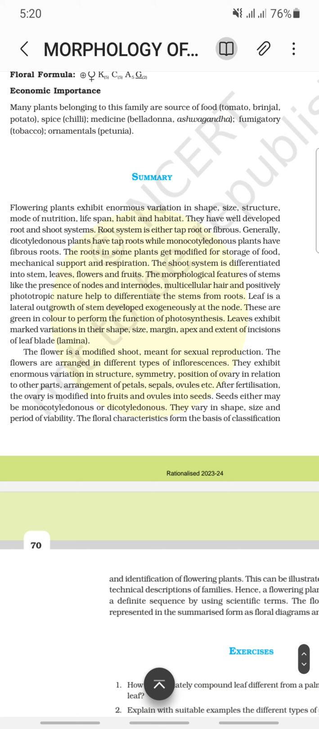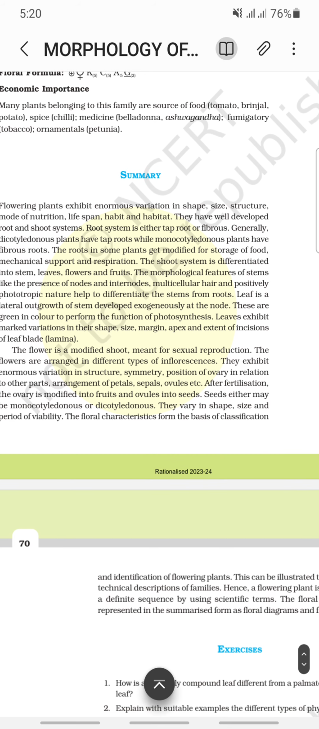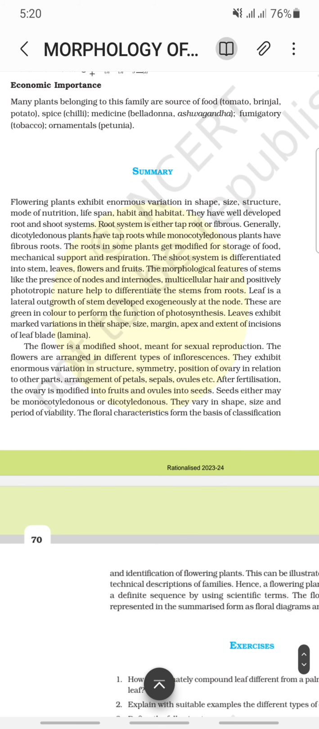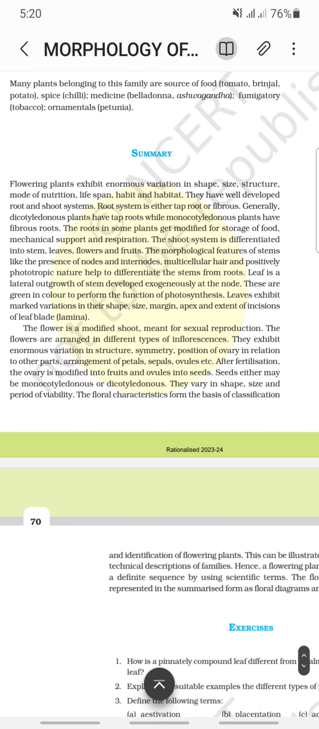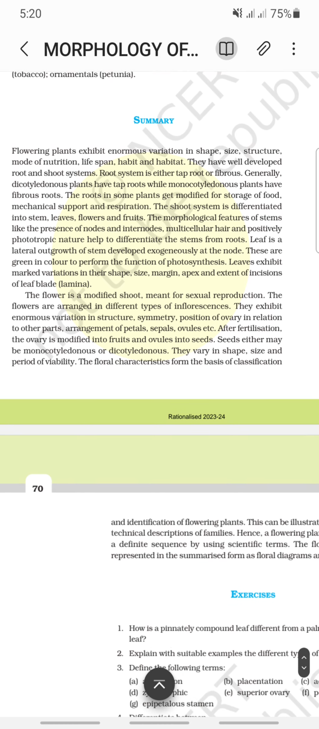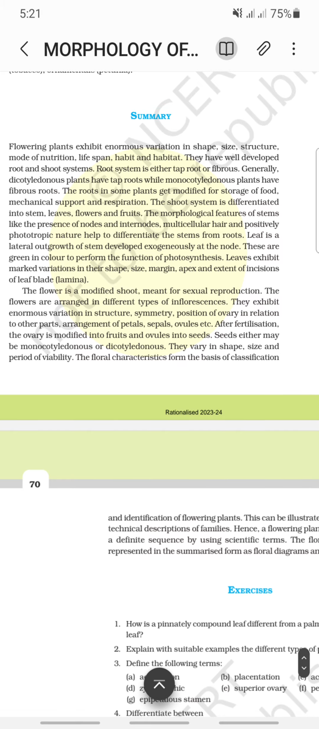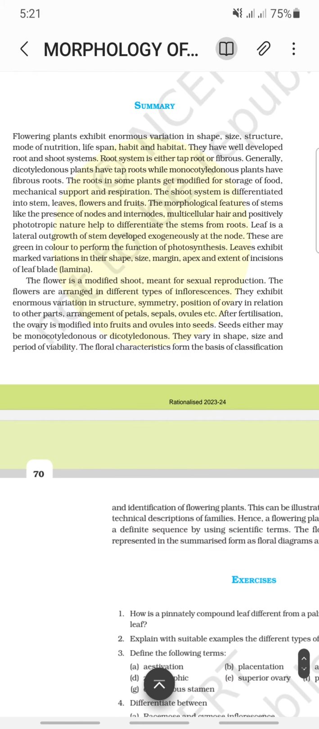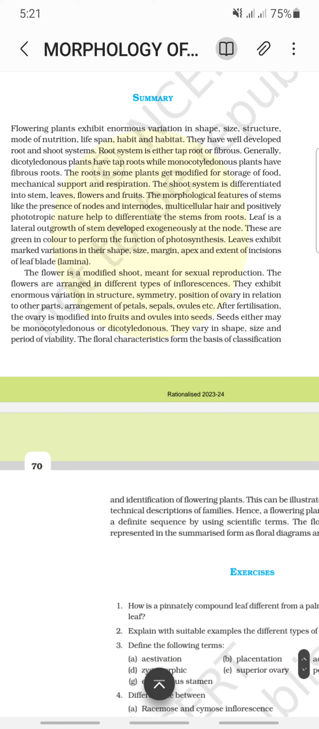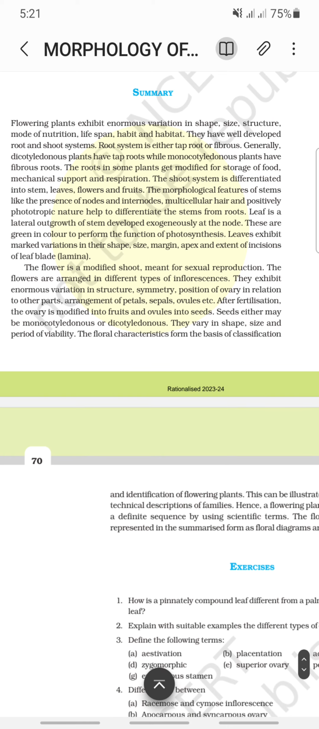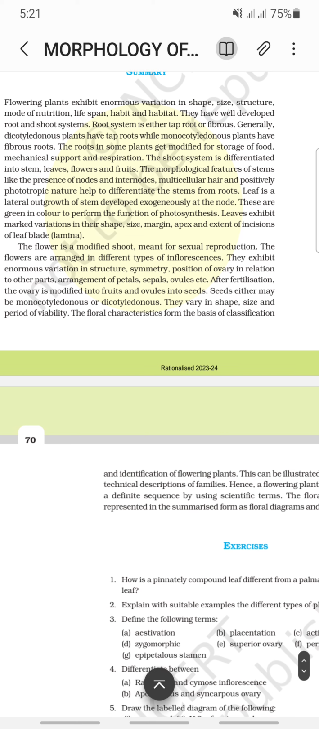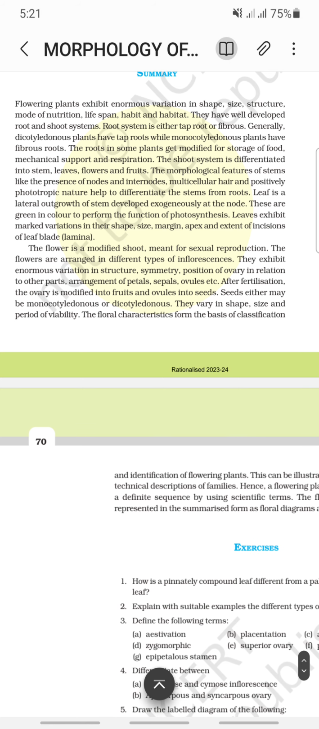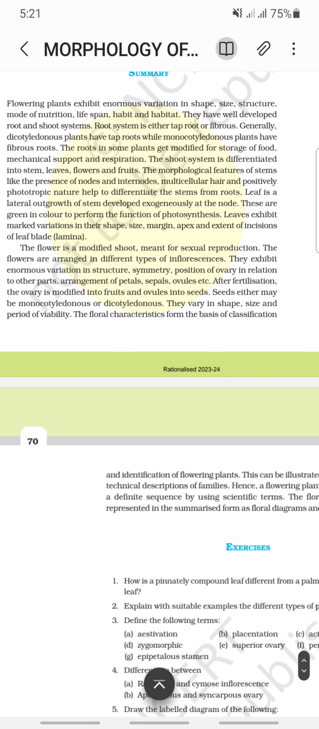Leaf is a lateral outgrowth of stem, developed exogenously at the node. These are green in color to perform the function of photosynthesis. Leaves exhibit marked variation in their shape, size, margin, apex, and extent of incision of leaf blade or lamina. The flower is a modified shoot meant for sexual reproduction. The flowers are arranged in different types of inflorescence. They exhibit enormous variation in structure, symmetry, position of ovary in relation to the other parts, arrangement of petals, sepals, ovules, etc. After fertilization, the ovaries are modified into fruits and ovules into seeds.